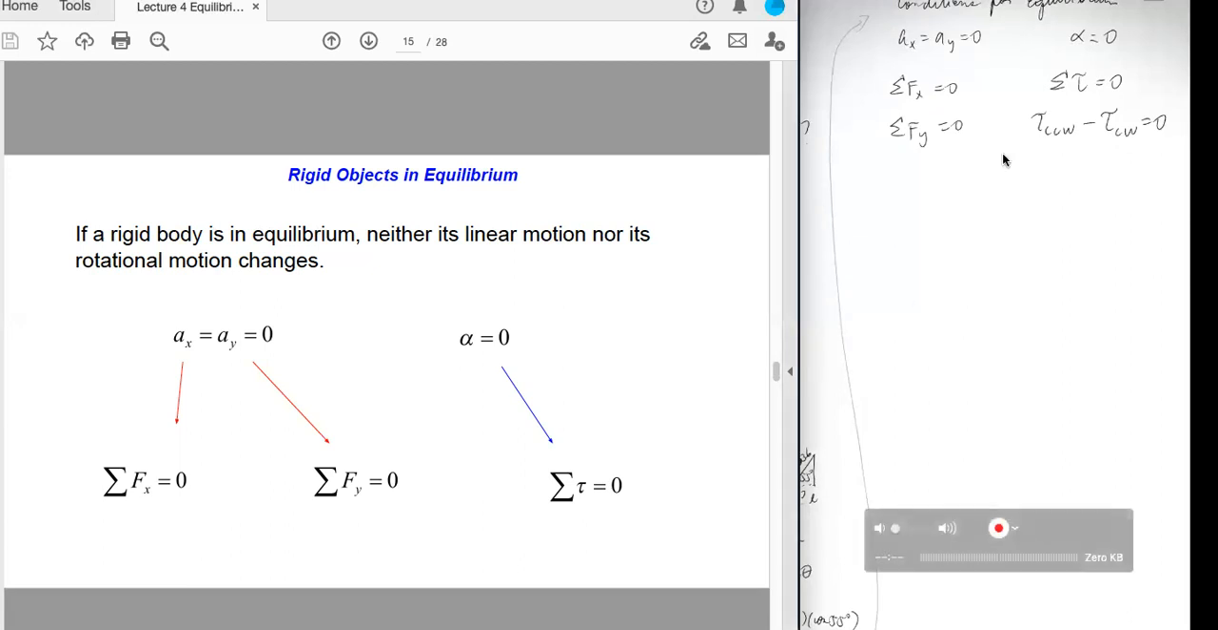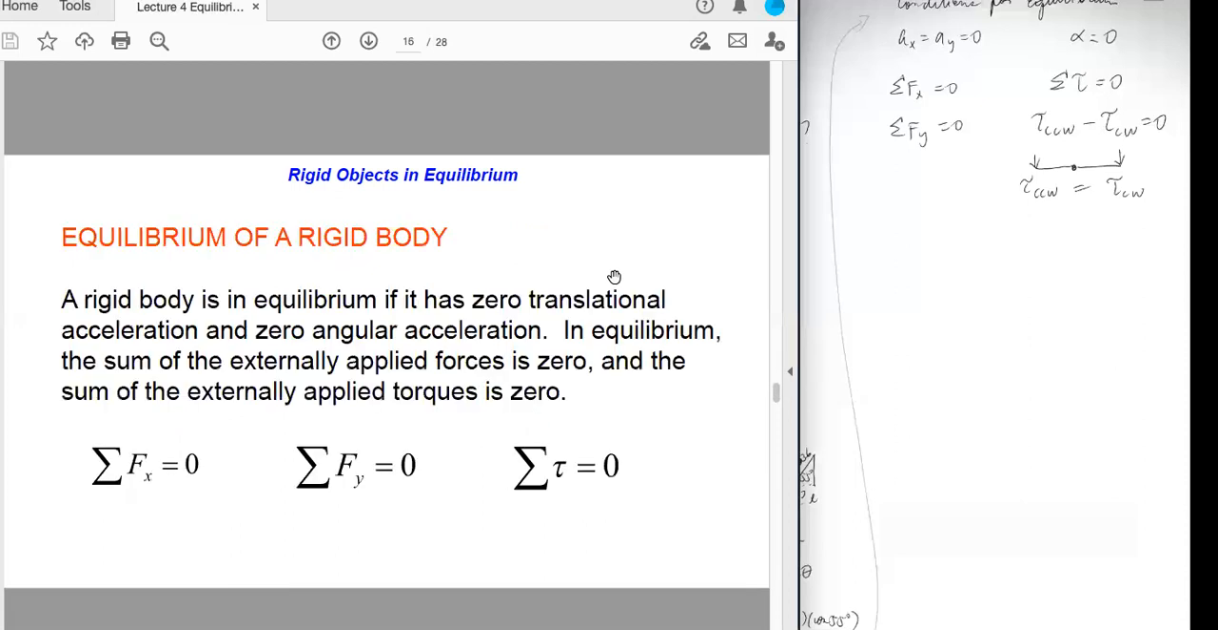Pwede mo nga siyang ilipat. Pag nilipat mo sa kabila, magiging positive. So parang equal yung dalawa. So parang, kunyari, ito yung axis. Itong, kunyari, ito yung torque counterclockwise equal siya sa torque clockwise. Diba pag nilipat maging balance. Okay, so maybe we can solve.